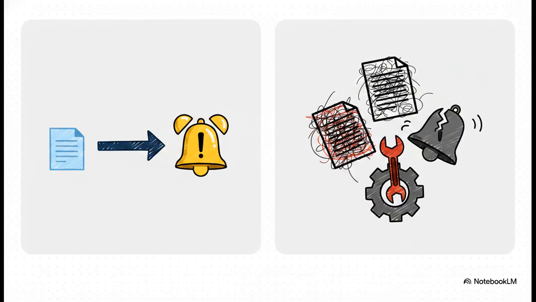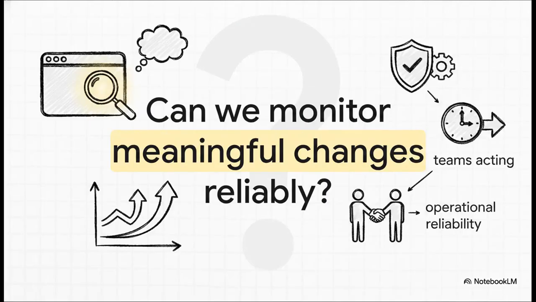If the system captures messy layout changes instead of the actual meaningful content, your team just wastes time looking at it. And the absolute worst case? The system fails silently, and leadership assumes nothing changed, when in reality, the monitor just broke. So the real question we have to ask isn't just, can we detect page changes? The ultimate question is, can we monitor meaningful changes reliably enough for teams to actually act on them? It's a huge shift from just technical detection to real operational reliability.